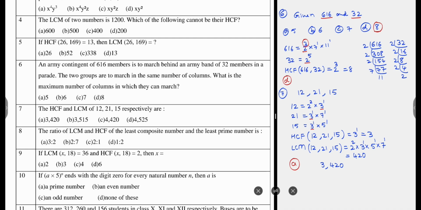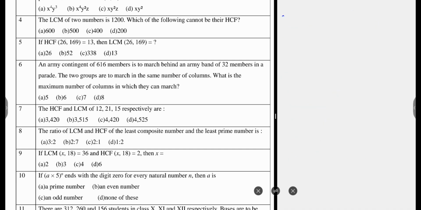This is question number 7. Now let's see question number 8. In question number 8, they are asking to find the ratio between LCM and HCF of the least composite number and the least prime number. Least composite number we know that is 4. Only 4 is divisible by more than 2 numbers, that is 1, 2, 4, and that is the least such number. So the least composite number is 4, and the least prime number we know is 2, because 1 is neither prime nor composite. So the numbers are 4 and 2.